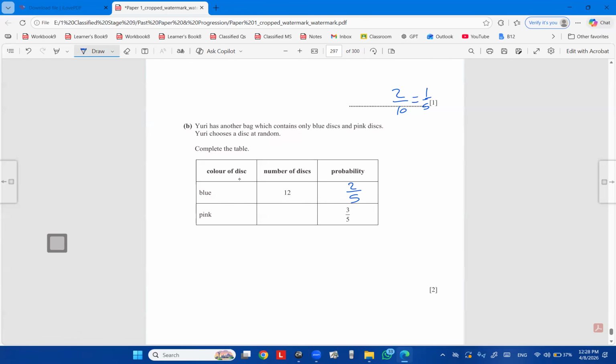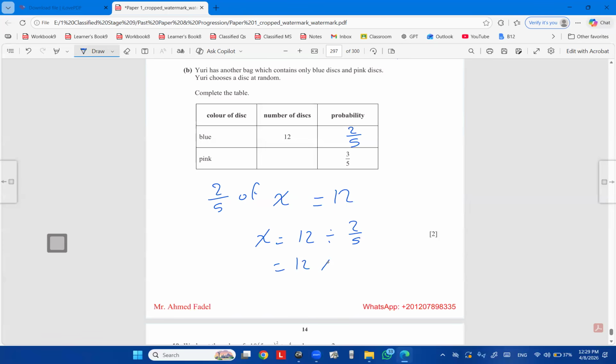Well, I need to know the total number of discs. Total number of discs is what? I know that 2/5 of the total, let's say it's x, 2 over 5 of the total is 12. What is x? Of means multiplication, so send it there as division. So x equals 12 divided by 2/5. So it is 12 multiplied by 5 over 2. Simplify, equals 30. So the total number of discs is 30.